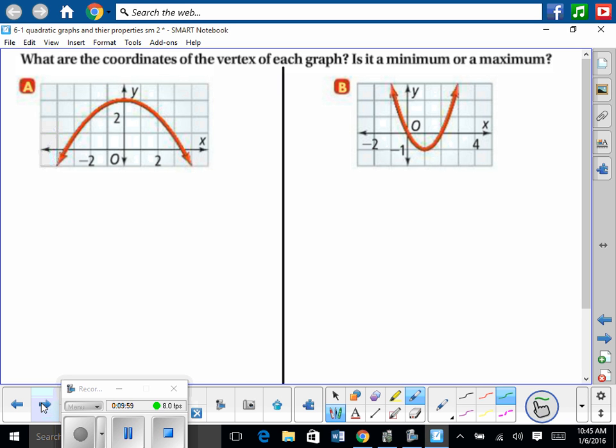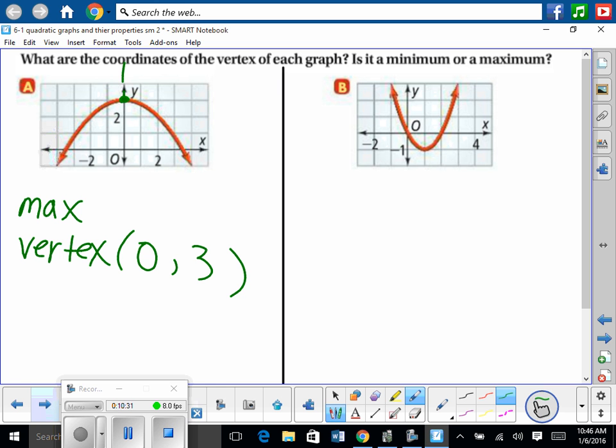So first of all, what are the coordinates of the vertex? I'm going to first ask myself, look at A. Is this a maximum or minimum? This is going to have a maximum value, so this is a max. Right there is the highest point of our parabola, and that's our vertex. So what is the point of our vertex? It's an xy point. Over 0, up 3. 0, 3. That is our vertex. Our axis of symmetry, besides the point, would be right there on that line. Questions? Okay, let's do another one.